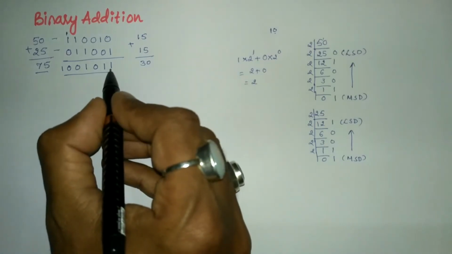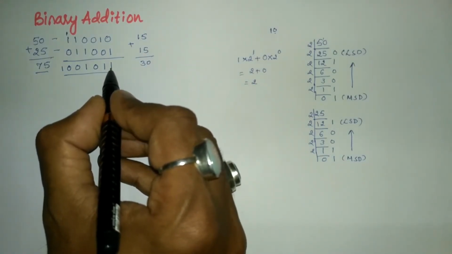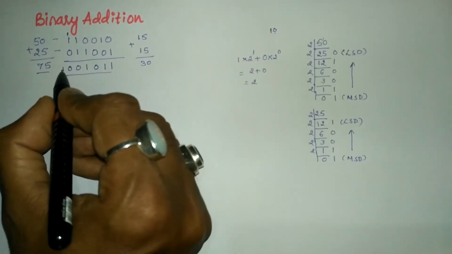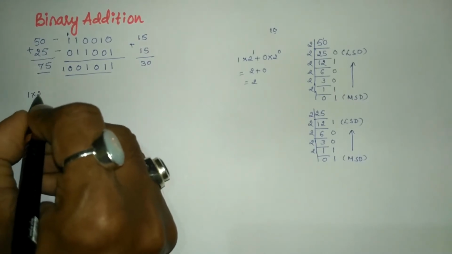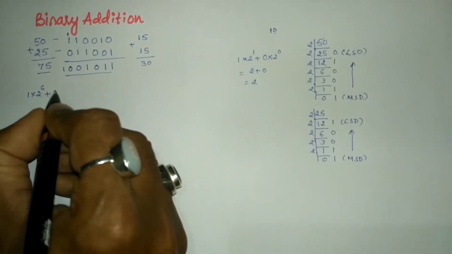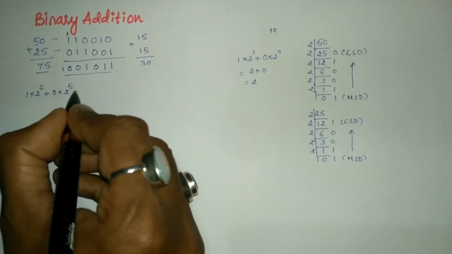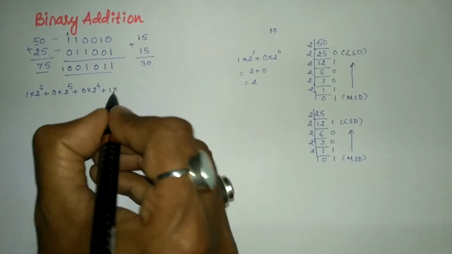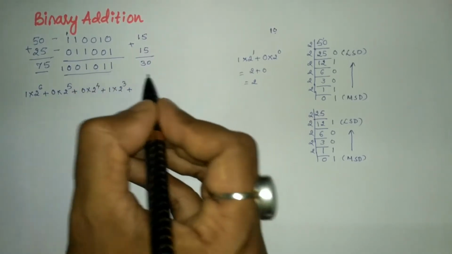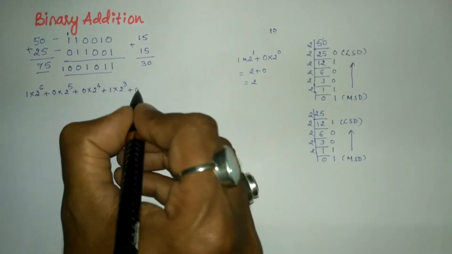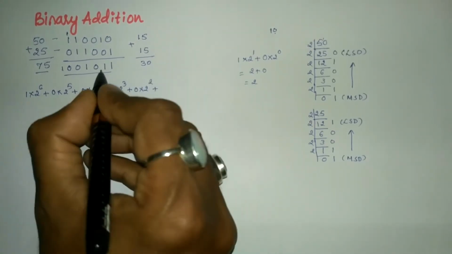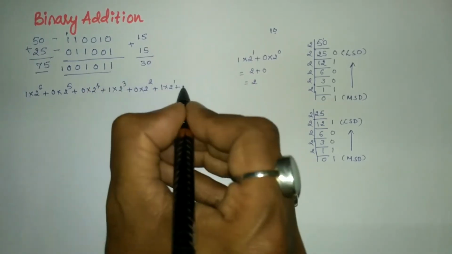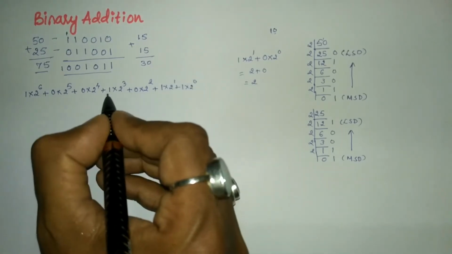Now let us check out the positional weight of this bit number: 0 1 2 3 4 5 6. Here I'm going to write 1 into 2 to the power 6 plus the next bit is 0 into 2 to the power 5 plus next 0 into 2 to the power 4 plus next bit number 1 into 2 to the power 3 plus I'll write here 0 into 2 to the power 2 plus bit number 1 into 2 to the power 1. Next plus again we have got bit number 1 into 2 to the power 0.